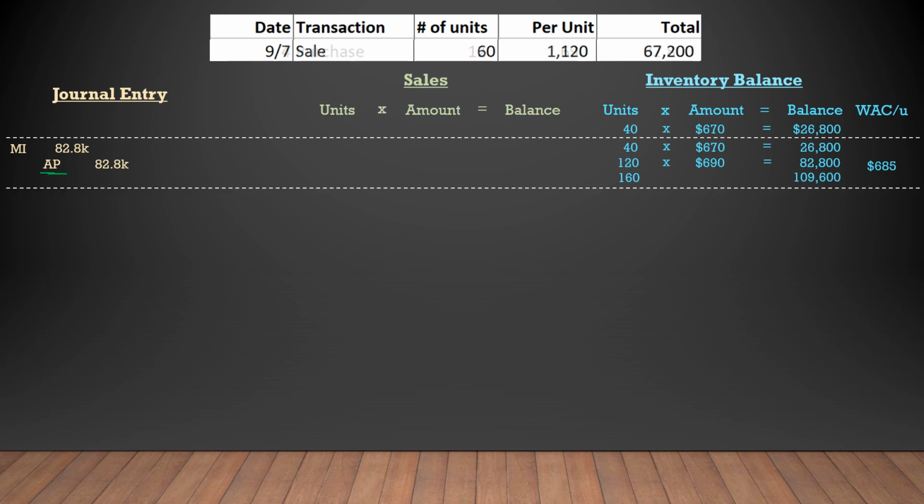On September 7th, we make a sale of 60 units at a sale price of $1,120. We'll debit accounts receivable and credit sales for $67,200. For how much will we debit cost of goods sold and credit merchandise inventory? We take the 60 units we sold and multiply that by our weighted average cost of $685 to get $41,100.